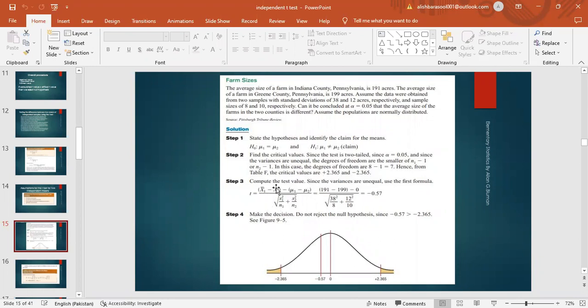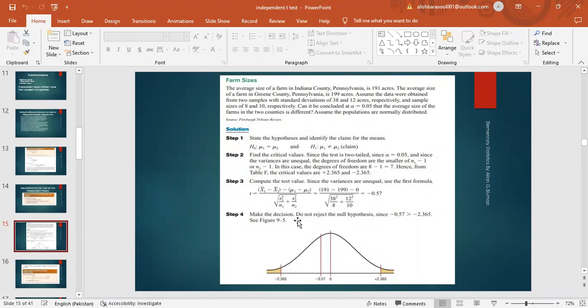We will compute the test value in step 3. Since the variances are unequal, use the first formula. We will be using the previous formula for the t-test for calculating the difference between two means. Putting the values in the formula, we will get minus 0.57.